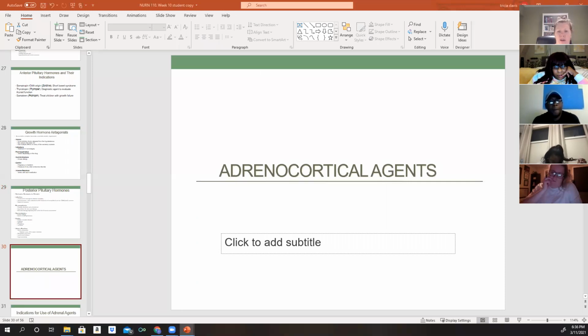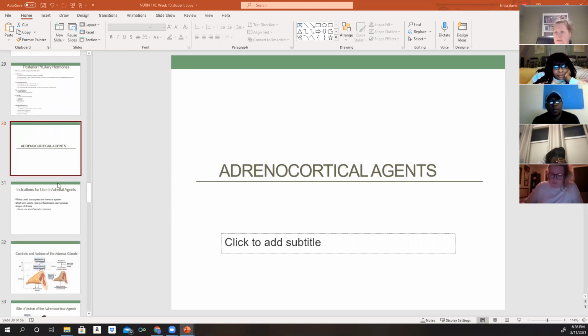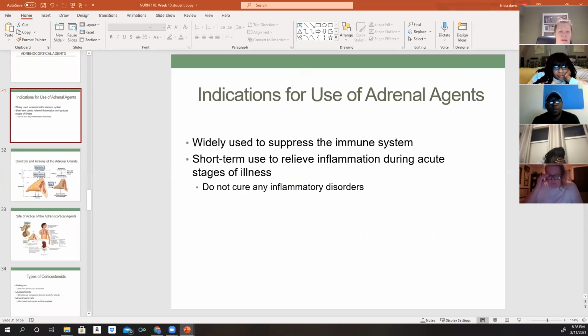All right, so adrenocortical agents. So what are they used for? We use them to suppress the immune system. They are used for short-term use to relieve inflammation during acute stages of illness. They do not cure any inflammatory disorders. They just help to minimize or relieve some of that inflammation, but it's not going to completely get rid of whatever the issue is.